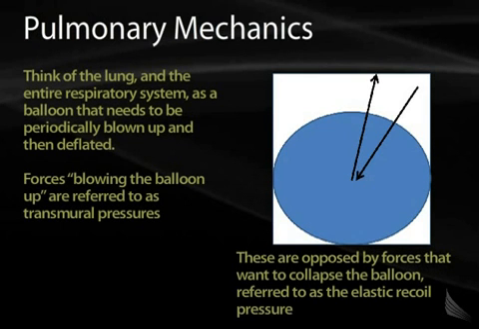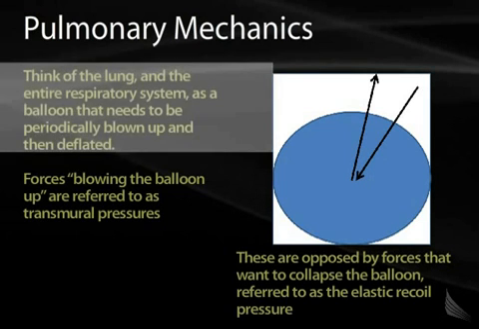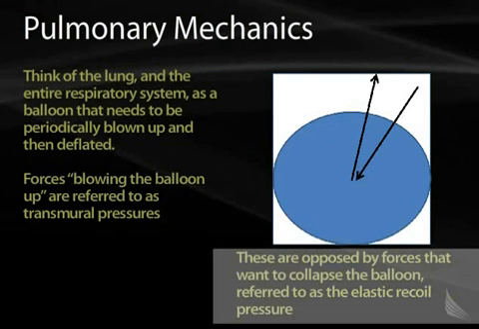Continuing in pulmonary mechanics, we're going to talk a little bit about the respiratory system as a whole. And for this, I'd like you to think about the lungs the way you think about a balloon. As we inhale, we blow the balloon up. As we exhale, the balloon collapses down. There are forces that are going to help, quote, blow the balloon up. These forces are sometimes referred to as transmural pressures. These are opposed by forces that want to collapse the balloon down, sometimes referred to as elastic recoil pressures.